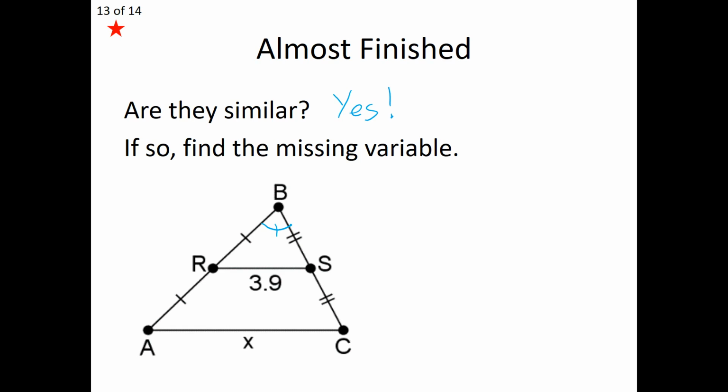My question now is, if these are similar, could we find the missing variable in this diagram? We know the length of RS is 3.9. Could you tell me what the length of AC is? And yes, you can. Remember, RS is a midsegment. We have a new theorem this lesson, the triangle midsegment theorem. It says two things. The first thing is that RS is parallel to AC. The second thing it says is that RS is equal to half of the length of AC.